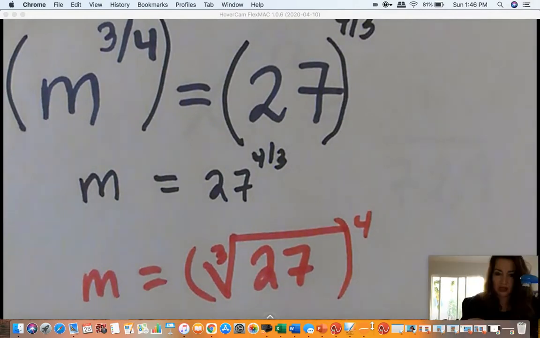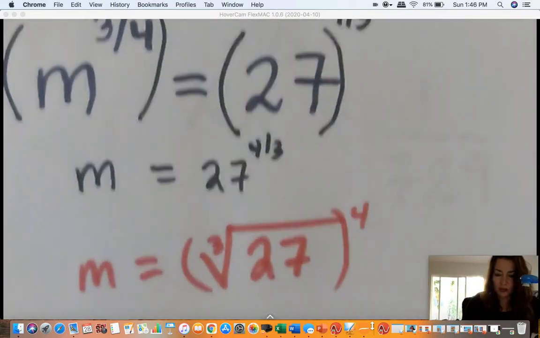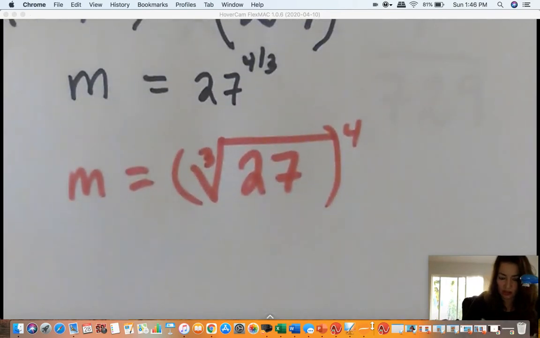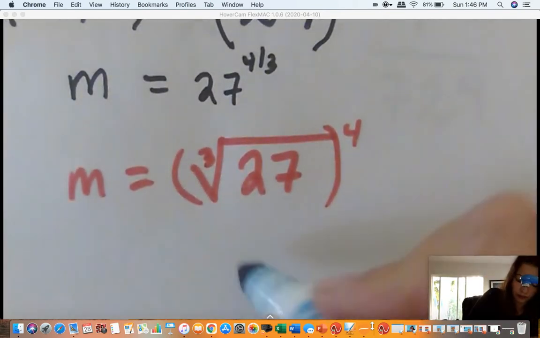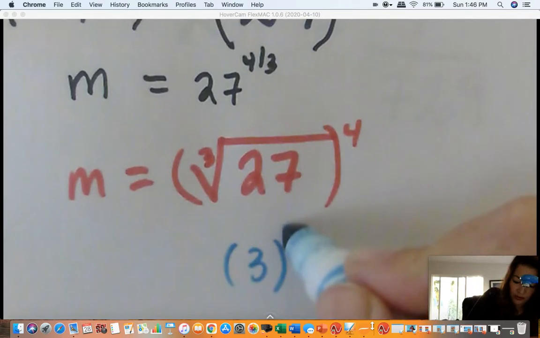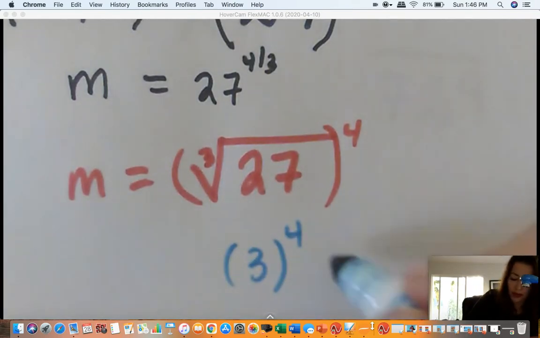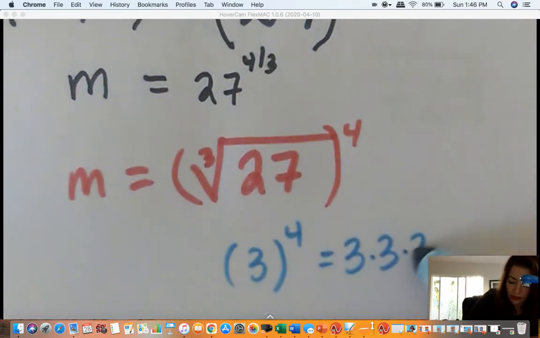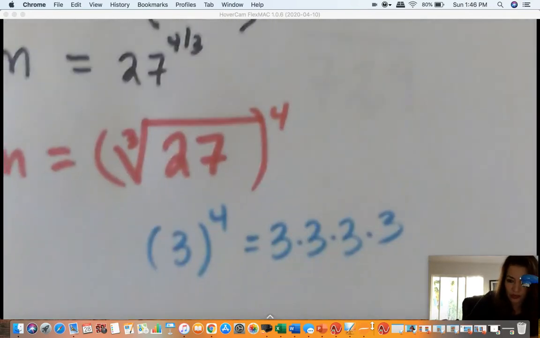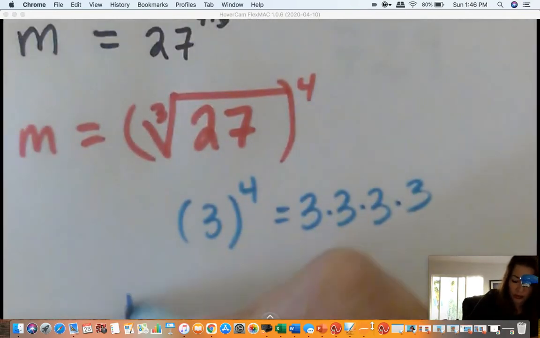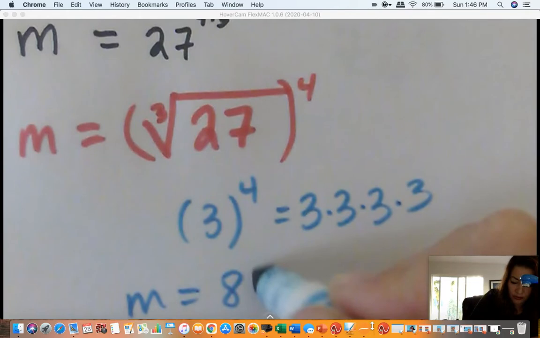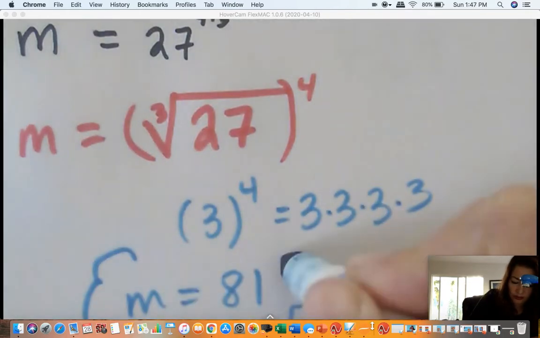Well, it is similar to the example before. The cube root of 27 is just 3. And then 3 raised to the 4th power means 3 times 3 times 3 times 3, which is just 81. So our answer is m is equal to 81.